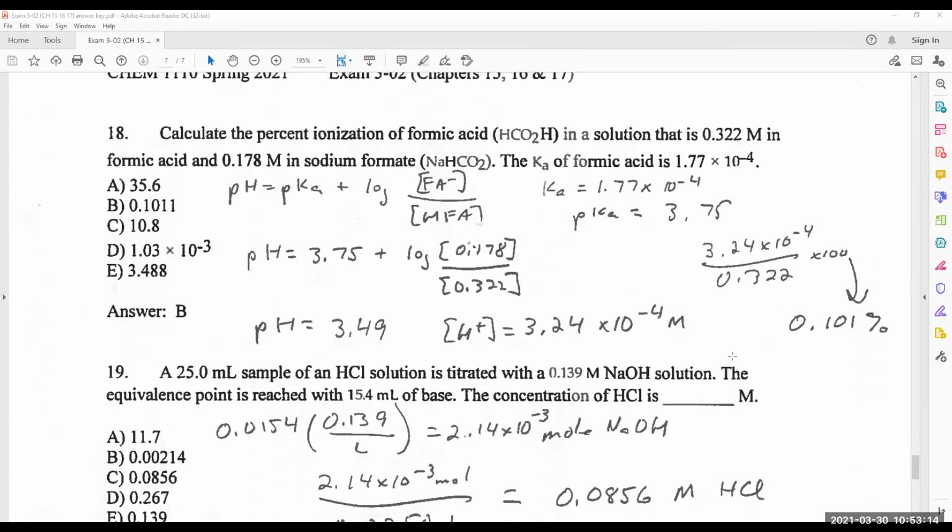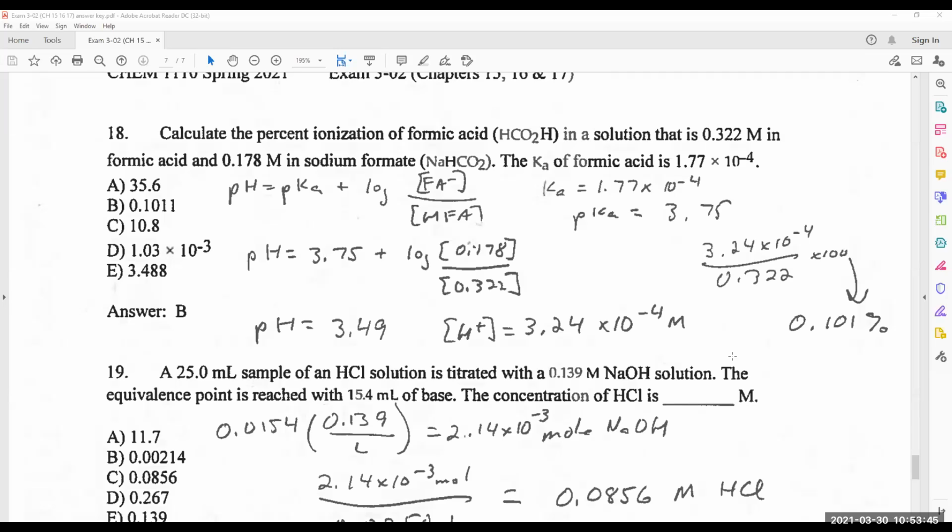Okay, number 18. Calculate the percent ionization of formic acid in a solution that's 0.322 molar in formic acid and 0.178 molar in sodium formate. And we're given the Ka for formic acid, and that's 1.77 times 10 to the minus 4. Another opportunity to use the Henderson-Hasselbalch equation.